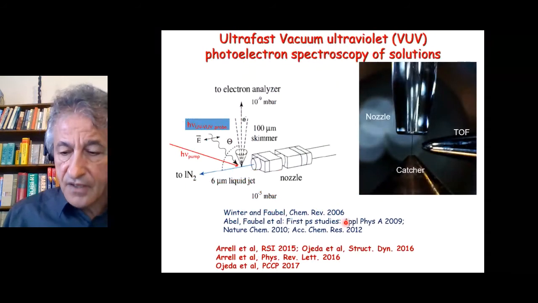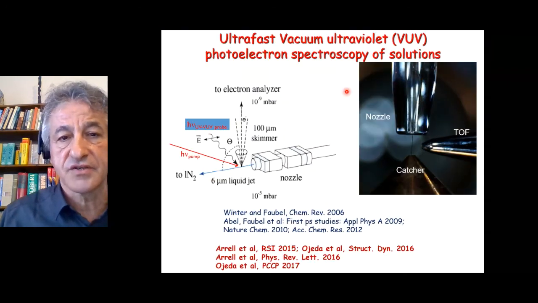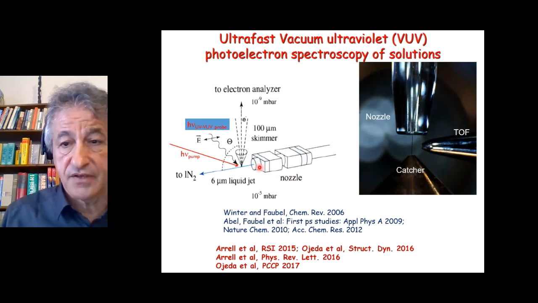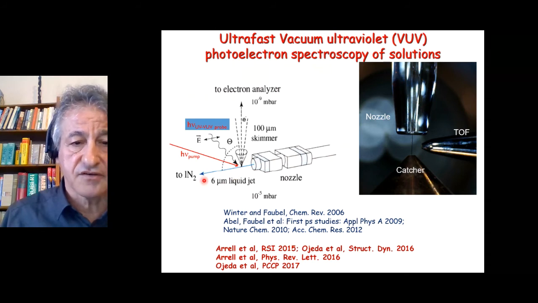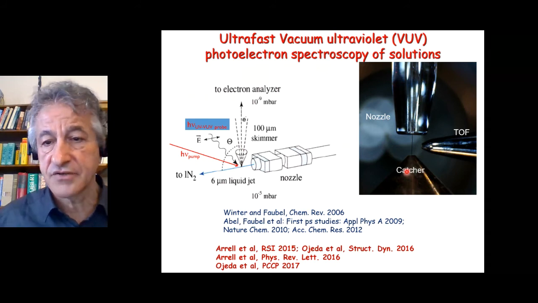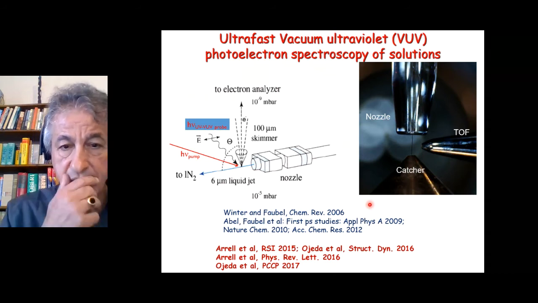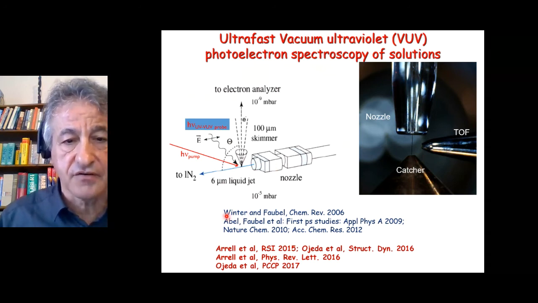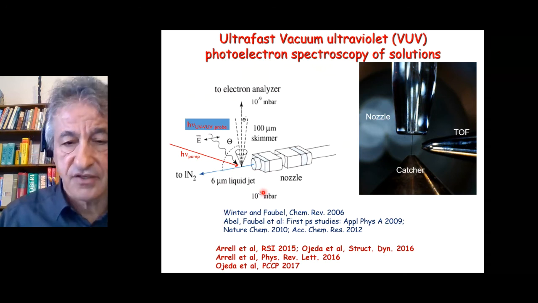Now, we looked at this problem specifically with photoelectron spectroscopy because we wanted to pinpoint the time scale of the photoreduction. And for that, we use photoelectron spectroscopy of the solution under vacuum. So you need vacuum, of course, to detect the photoelectrons. So you have a microjet of the solution injected into vacuum, and you cross it with a pump and a probe pulse, and you detect the photoelectrons. And this is a picture of our nozzle and the catcher. You need to catch the liquid and the entrance of the photoelectron time of flight spectrometer. This technology was refined by Bernd Winter, and he did fantastic work at making this almost routine, but these experiments are far from trivial due to many artifacts that one can get.